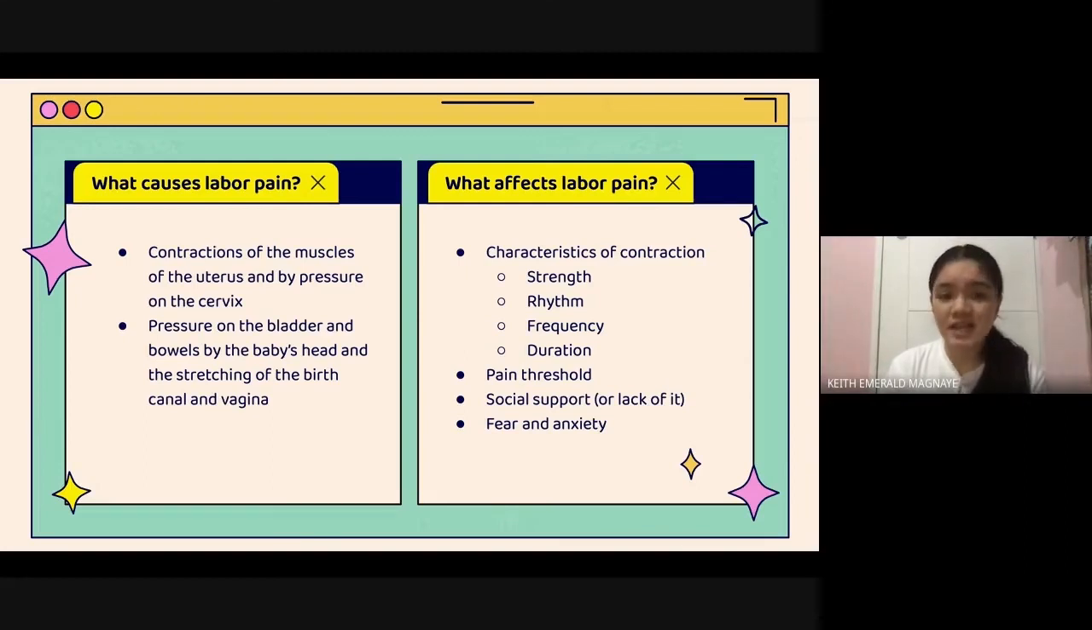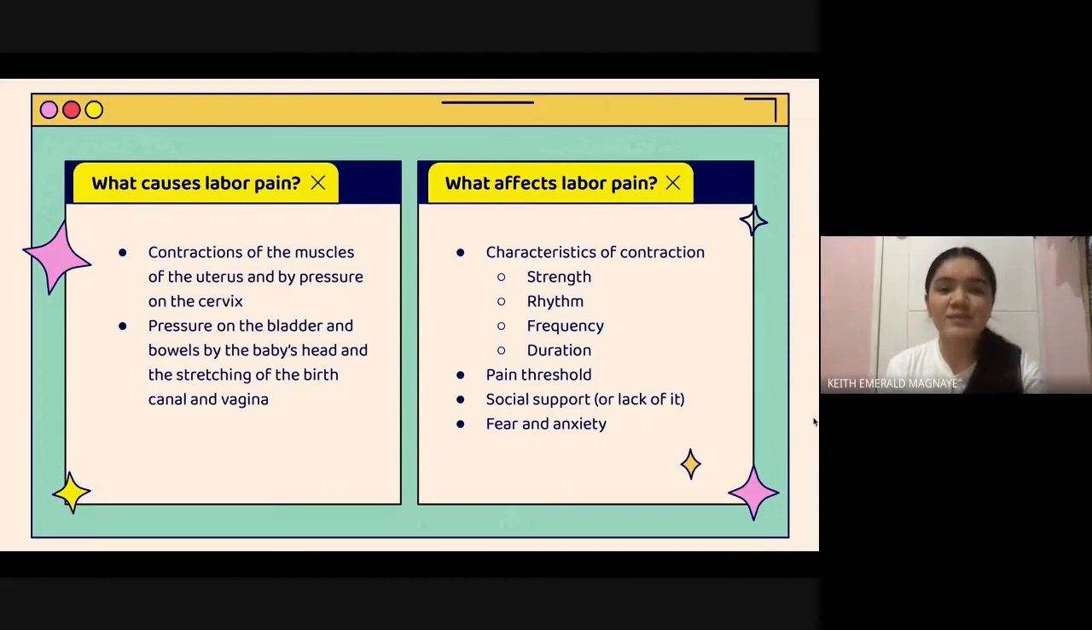Para po sa mga tatay or sa mga pamilya na may buntis na asawa o kamag-anak, makabubuti po para sa mga asawa ninyo at o kamag-anak yung buntis kung maipaparamdam niyo po sa kanila na hindi sila nag-iisa sa kanilang pagbubuntis. If na-feel po nila na secured po sila, well-supported and well-loved, makakatulong po yan para ma-lessen po yung pain na maaari nilang maramdaman during labor or yung fear and anxiety during labor.